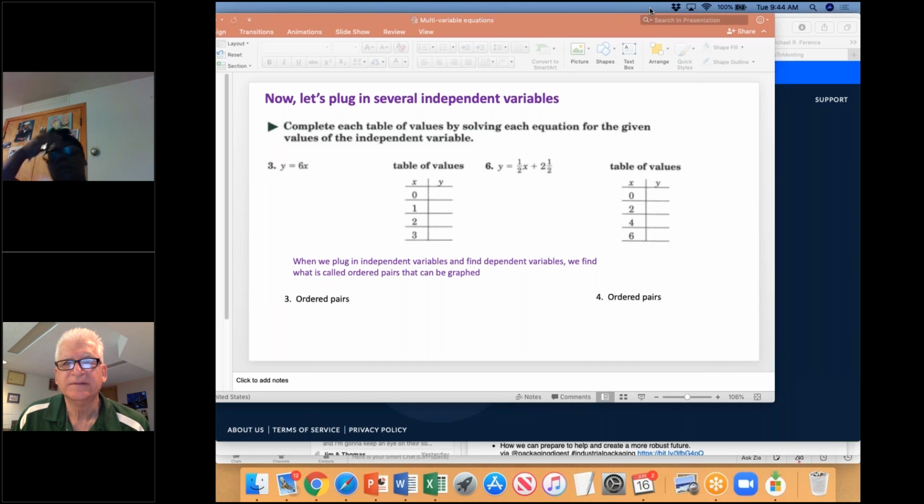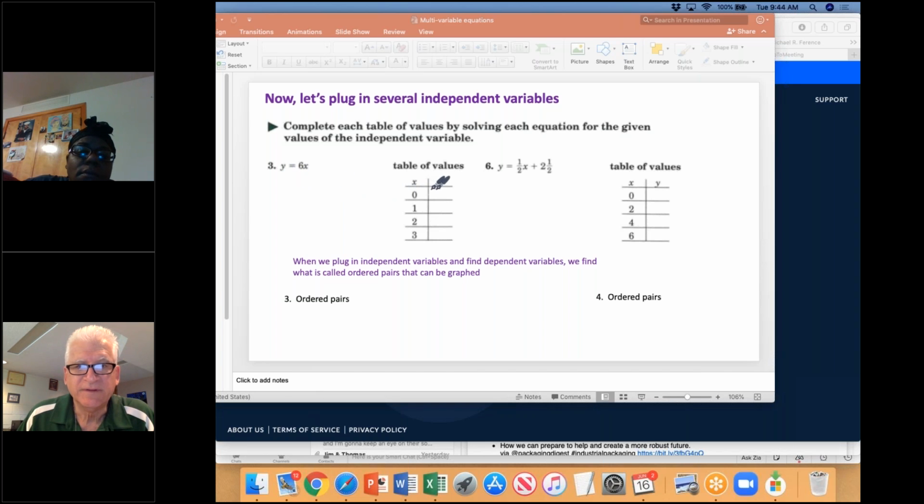So now, Natasha, what we're going to do is several variables for a problem, and then we're going to fill in this table here. When we fill in this table, we have an x and a y, and when you have an x and a y, that gives you something called an ordered pair. Those two numbers together are called an ordered pair. So in case you can't see that, it's y equals 6x.